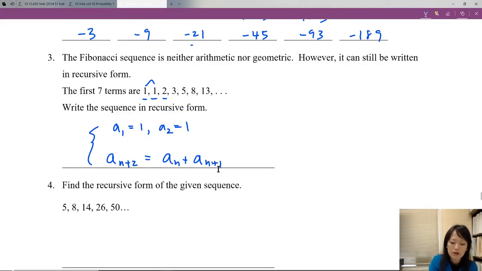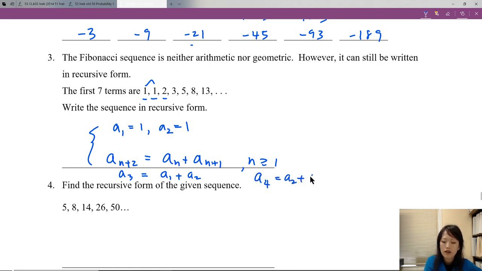Is that right? So if I take 1 and 1 here, if I sub in 1 for n, does that get me this? Right? When I sub 1 for n, is that correct? The third one is 1 plus 2. Yes? When I sub 2, I get the fourth term. Yes, the fourth term is the second plus the third. That's it, that's your recursive form. Next one, turn the page.